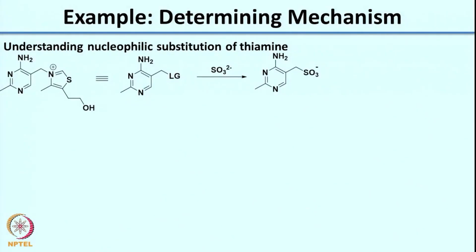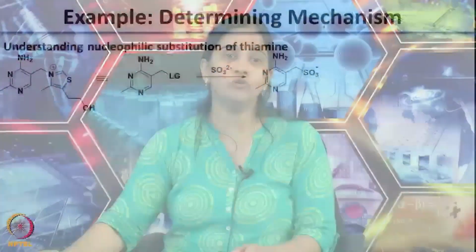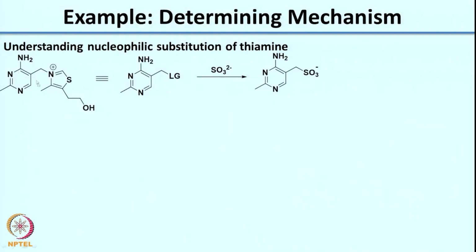we can use kinetics to distinguish between such contradicting mechanisms. Another very interesting example is the nucleophilic substitution of thiamine in biology. You must have studied about thiamine. Now, thiamine can undergo a nucleophilic substitution by sulfite and the process can be shown like this. So you have the thiamine and to simplify the reaction I am calling this your leaving group, Lg.